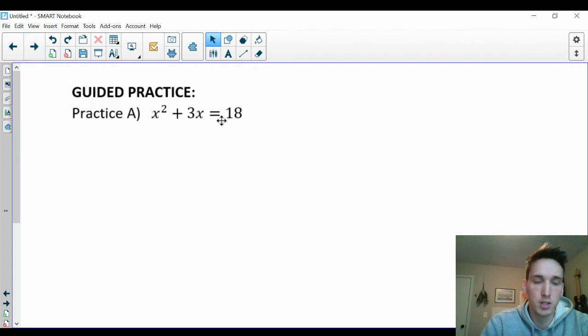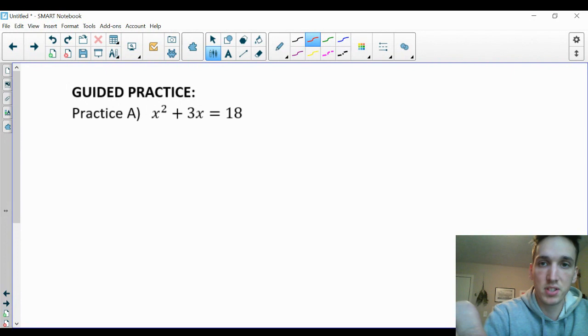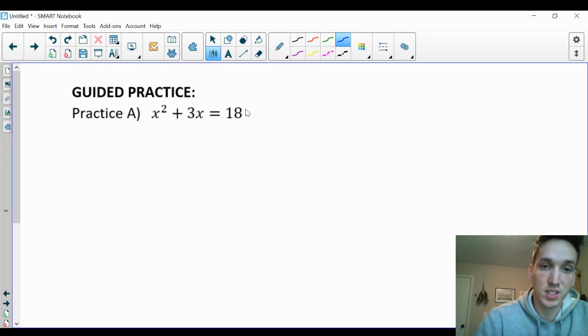x squared plus 3x equals 18. So again, this is our new type of quadratic equation, different from yesterday, because now not only do I have an x squared term, but I also have an x term. This means I need to solve by factoring. So if you're thinking about the three steps, step number 1, I need to have one side equal to 0.